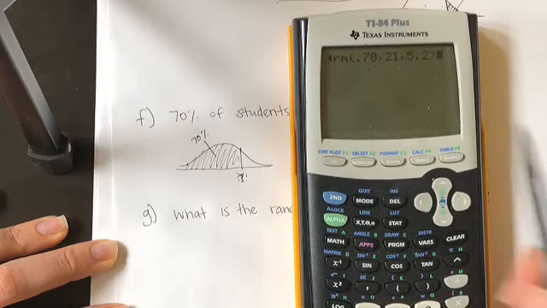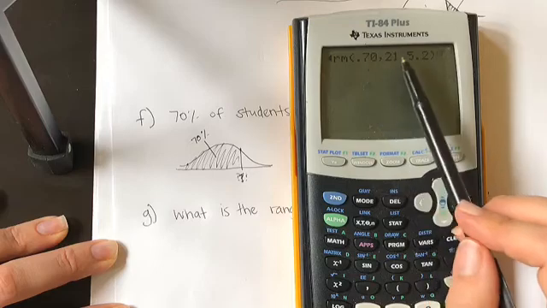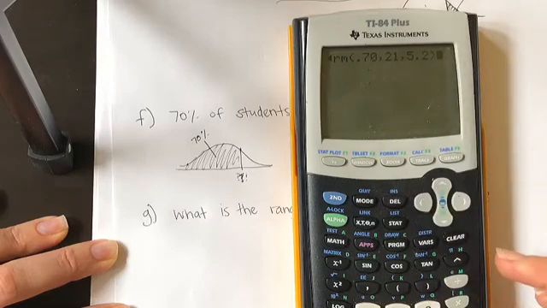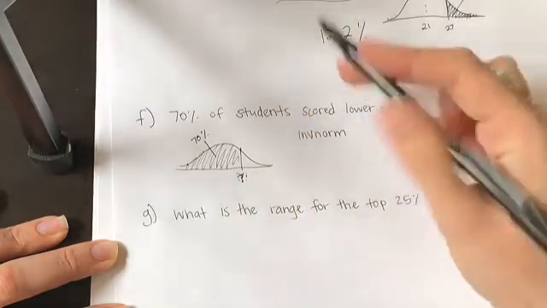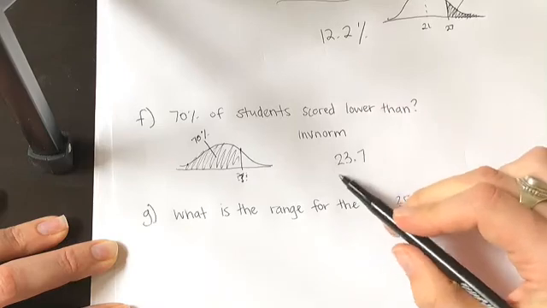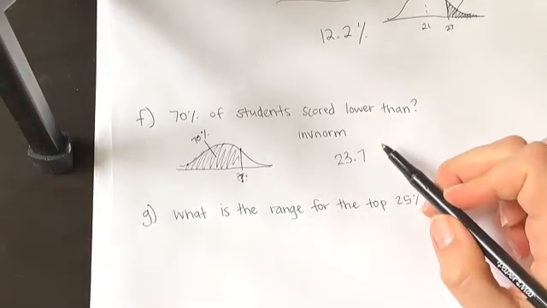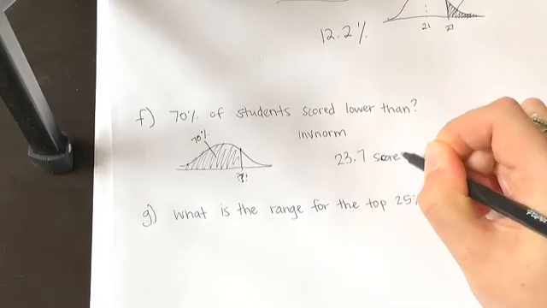So we just paste it. Again, if you don't have that menu, you'll type it in the parentheses like this: 0.70, comma, 21, comma, 5.2. And then push enter and we get 23.7. So we're saying that 70% of students scored below a 23.7 on the ACT. So we're just working backwards on that.